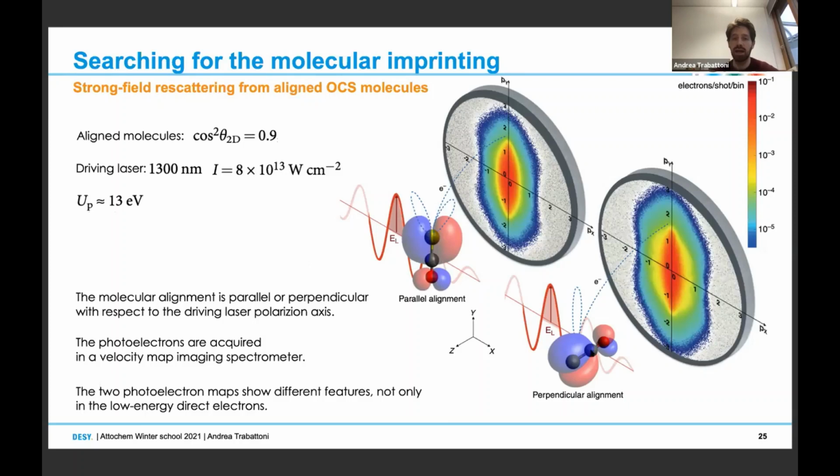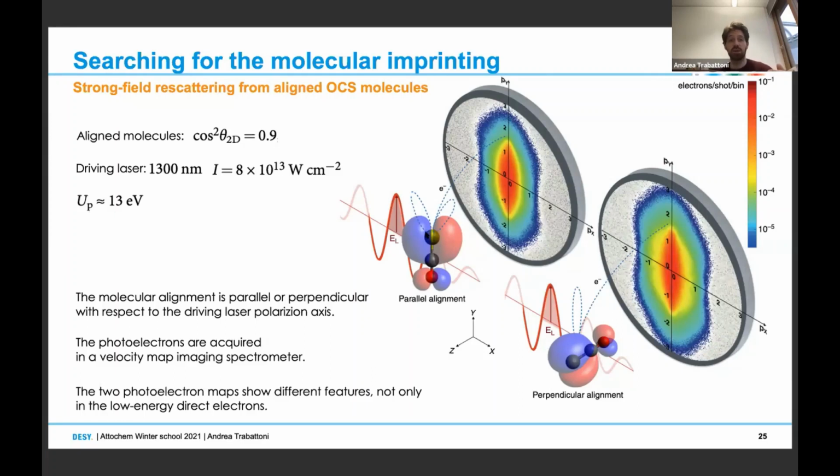And we were alternatively aligning into different configurations, parallel or perpendicular with respect to the polarization axis of the ionizing laser. That was a laser at 1.3 micron with an intensity around 10 to the 14 watts per centimeter square. And in that case, the ponderomotive energy was rather low, but we were not interested in solving the structure of OCS, but really in studying the properties of the returning electron wave packet as a function of the ionization and the molecular orientation.